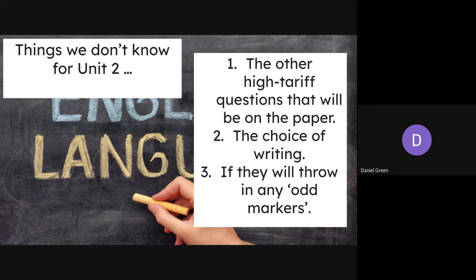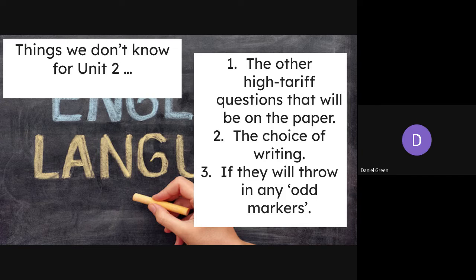Again, for number 2 there, the choice of writing, we don't know what 35 markers could come up. There will always be a choice, but there will always be one missing. There have been years where there's been expositions and descriptions and expositions and narrative, and there's been years where there's been a narrative and a description. You can't rely on the fact that they're going to do a 35-mark essay question just for you.